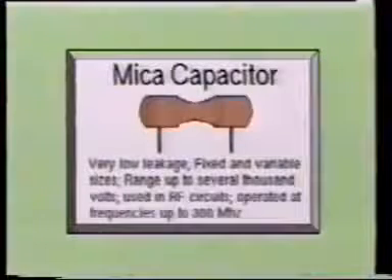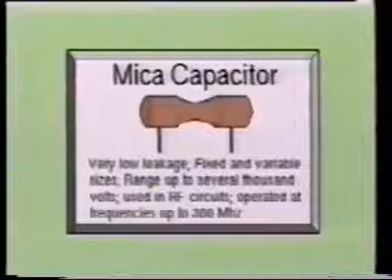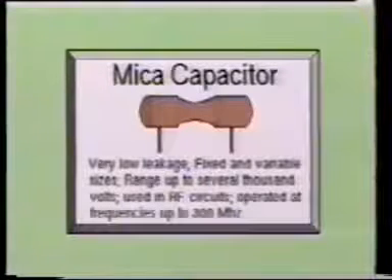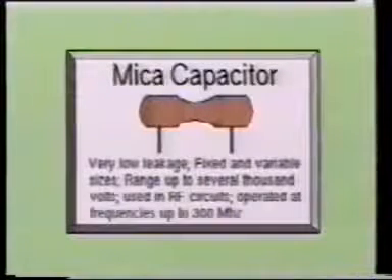This is a mica capacitor. It also has very low leakage and is available in fixed and variable sizes. The working voltage of the mica capacitor will range from about 350 to several thousands of volts.